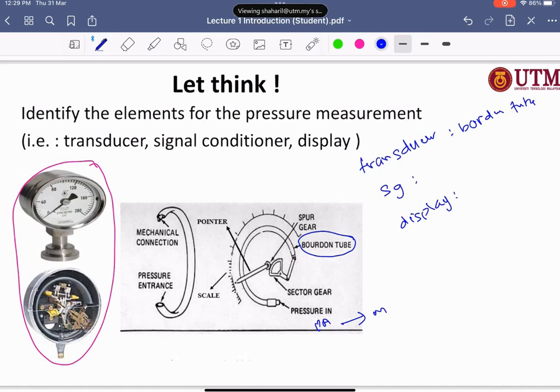SG is not Singapore, right? I know that everybody wants to go to Singapore. What is it, guys? Sector gear? On which sector are you? B40? T20?